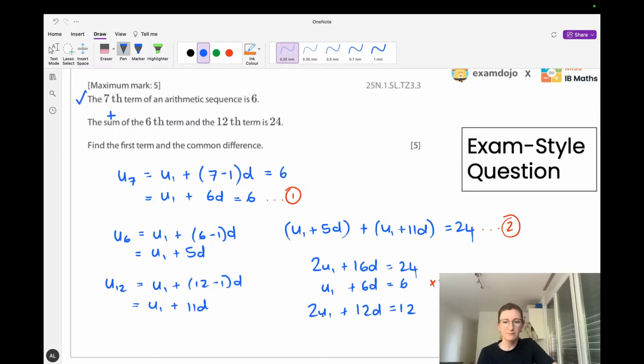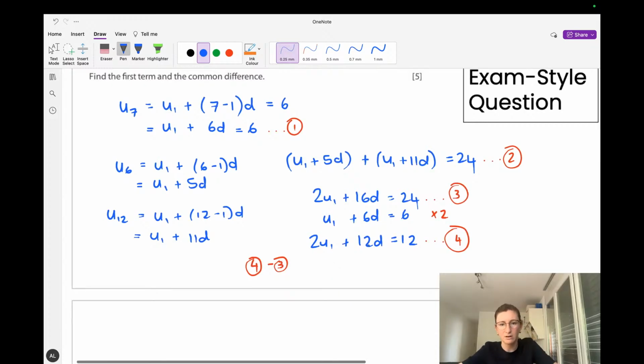And now they have the same coefficient, so we can subtract this one from this one. I should be calling this now equation 3, and this now equation 4. And we're going to do equation 4 minus equation 3. So 2u1 minus 2u1, that's what we needed to get rid of, so that's gone. 16d minus 12d leaves us with 4d. 24 minus 12 leaves us with 12, so d equals 3.